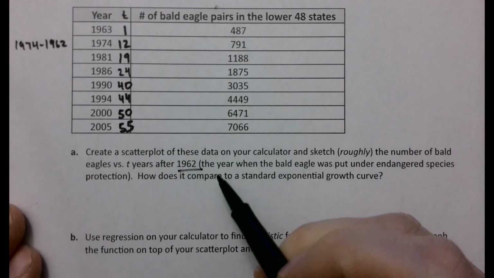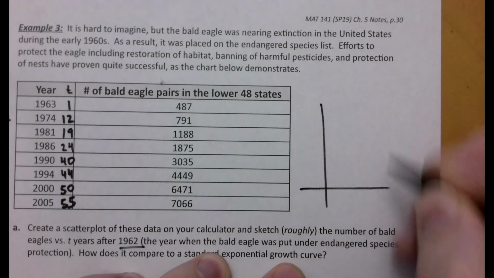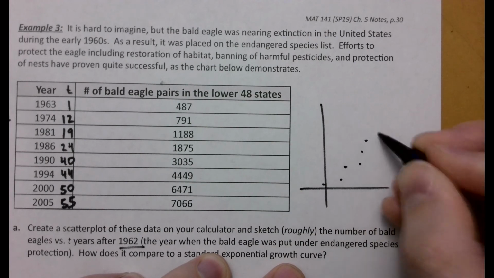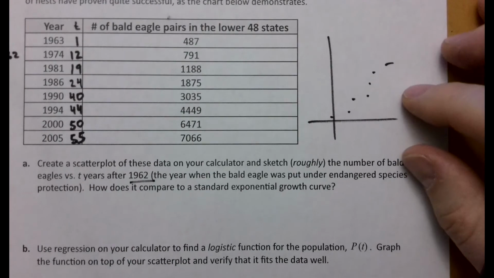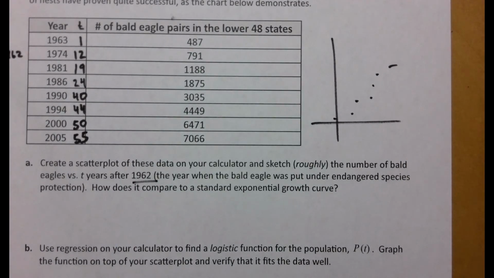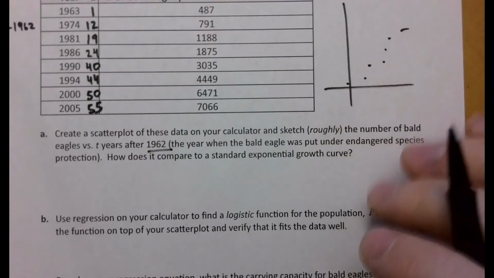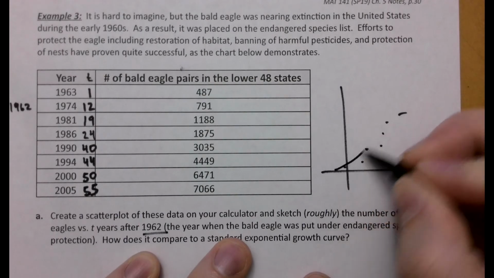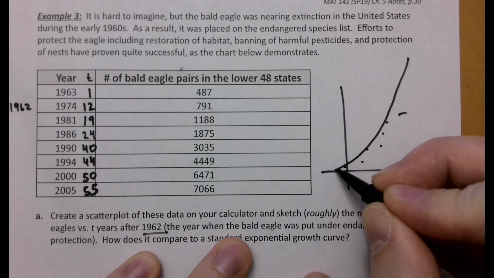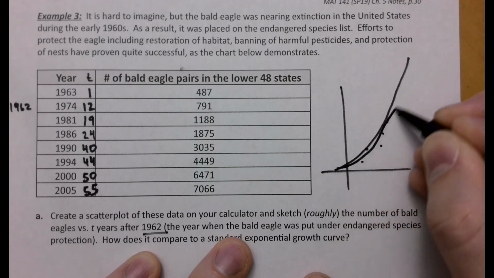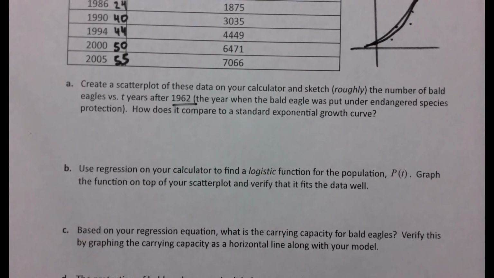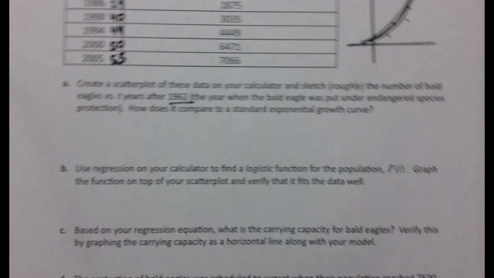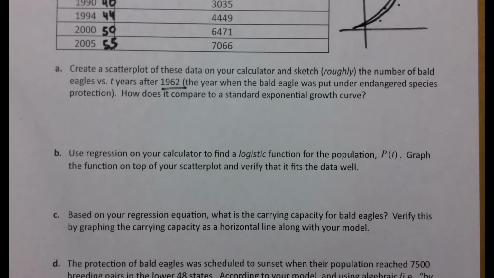So create a scatter plot of these data. Oh boy, Desmos did it for us. It was something like this. And then how does it compare to a standard curve? You saw that the exponential one looked like this, and that the logistic one looked like this. So we used the regression, and we graphed the function on top, and it did look like it fit very well.